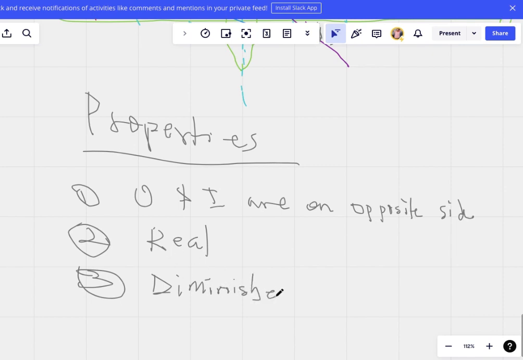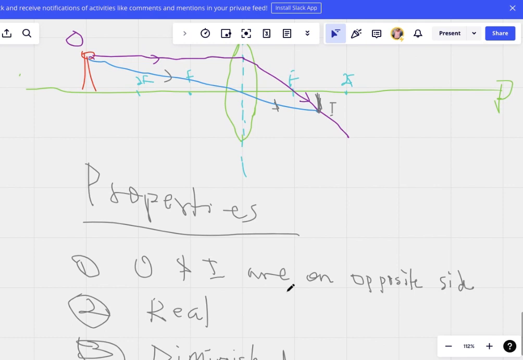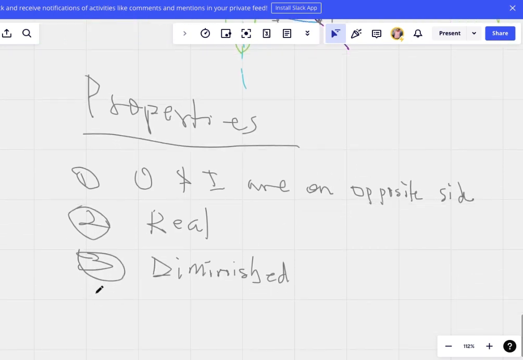Diminished. Okay, and then number 4, which other property? Opposite side, smaller, inverted. Number 4, inverted. The image is inverted.